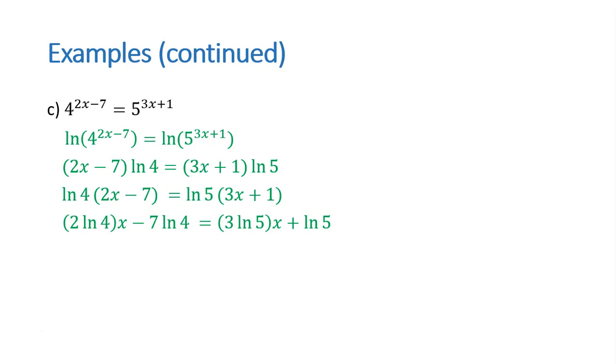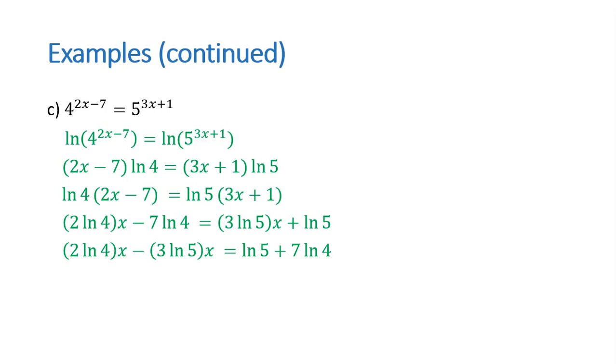So we have to subtract the 3 natural log of 5 times x to move it to the left. And we have to add the 7 times the natural log of 4 to move it to the right. So when we rearrange, this is what we're left with. So notice that both terms on the left-hand side have an x, both terms on the right-hand side don't have an x. So if we had nice, pretty coefficients, we would just combine our coefficients together. We'd have one term with an x in it.